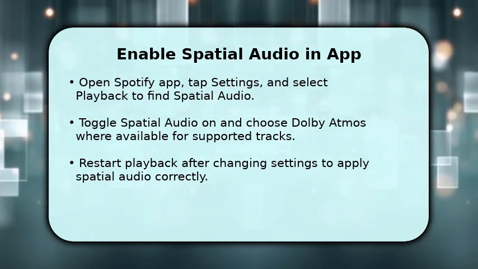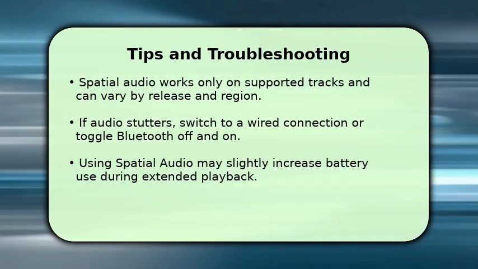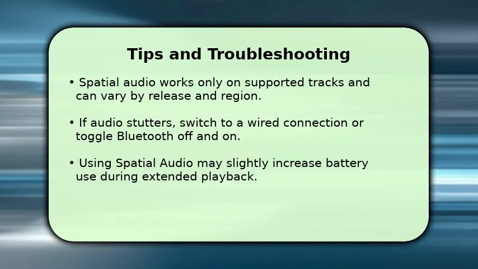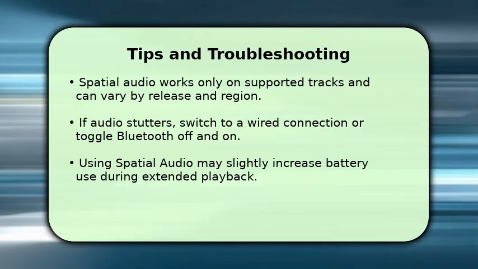Spatial audio applies only to tracks that Spotify has encoded with Dolby Atmos. Not every song will include spatial audio, so check the track details or album notes. If sound stutters, switch to a wired connection or toggle Bluetooth off and on to re-establish a clean link.